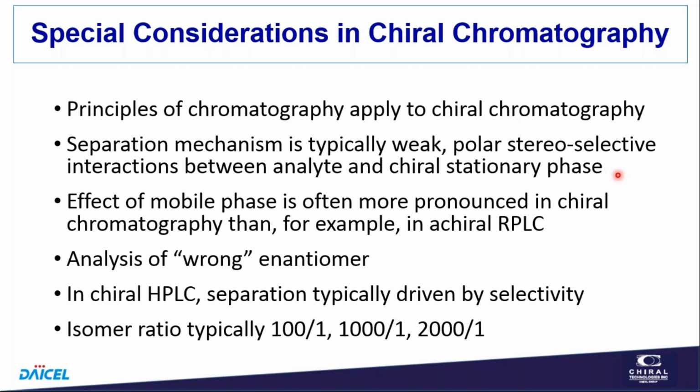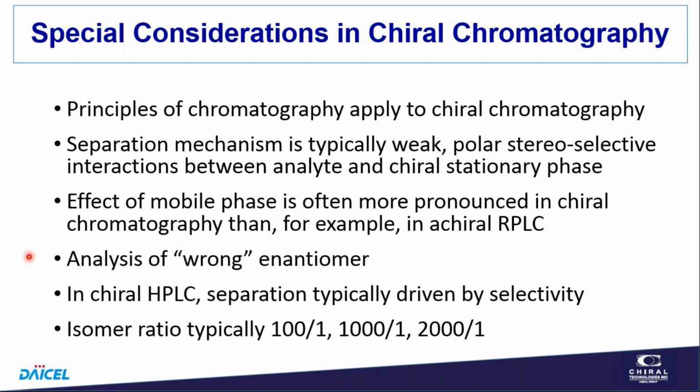What makes chiral chromatography somewhat mysterious or difficult is the separation mechanism is a little more complex than, say, reverse phase chromatography. We typically have weak polar stereoselective interactions between analyte and chiral stationary phase. The effect of the mobile phase is often more pronounced in chiral chromatography than, for example, in achiral chromatography. So this will give us an extra parameter to change, but it's also an extra parameter to investigate.